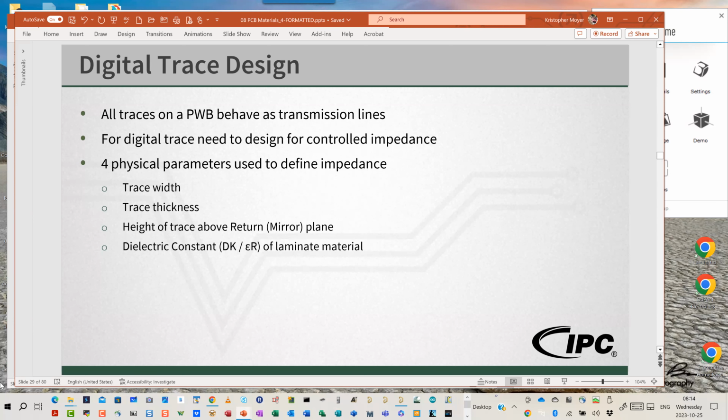But anyways, we will see and learn, if we're not already familiar with this, but hopefully we are, all traces on our printed wiring boards are transmission lines. For the digital traces on our design, we need to define those, characterize those as controlled impedance traces. There are 4 physical parameters that are used to define the impedance of a transmission line.